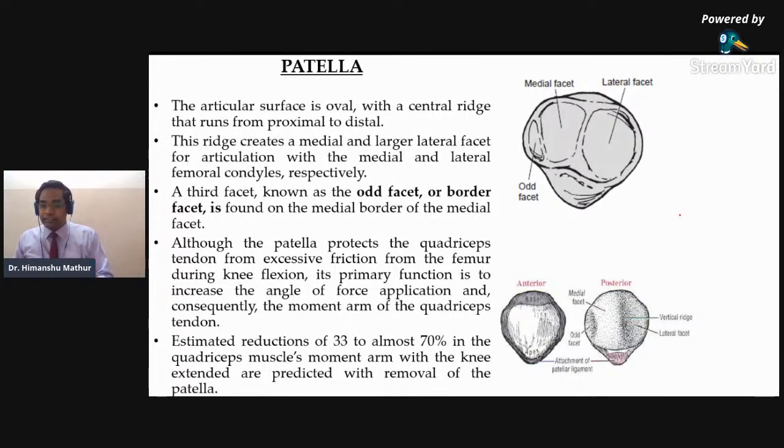Why is the momentum lesser? Because the patella has come back to its original position. All right, so this is the work of the patella. Patella makes the joint with the femoral condyle. Okay, so it has 3 articulating surfaces.